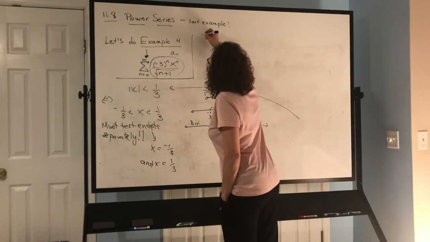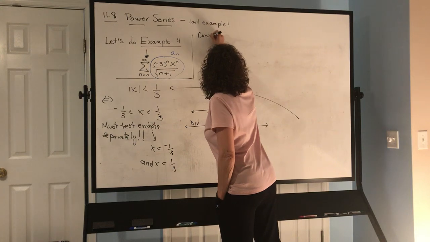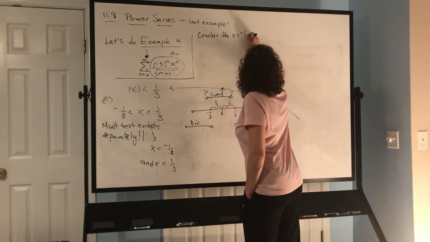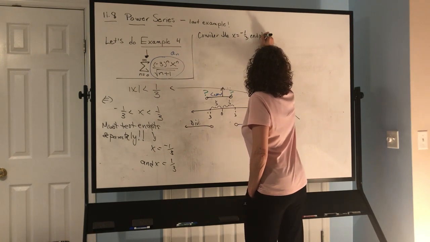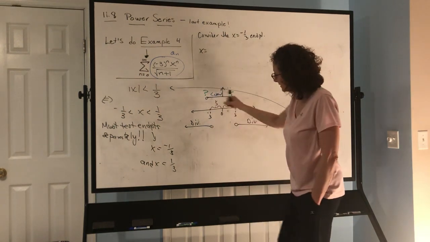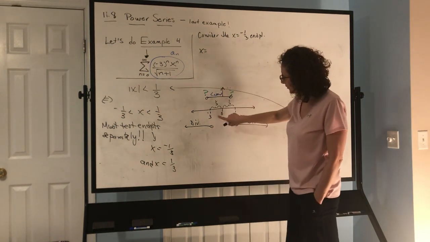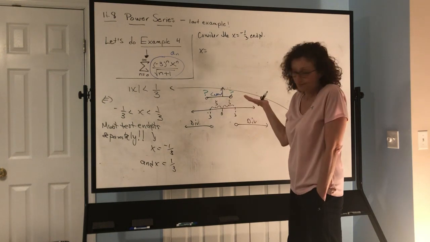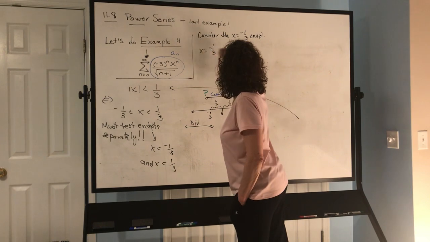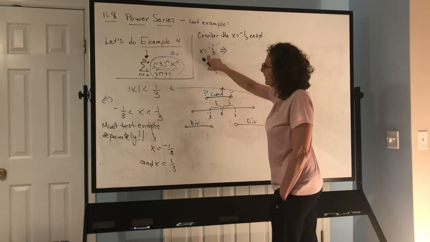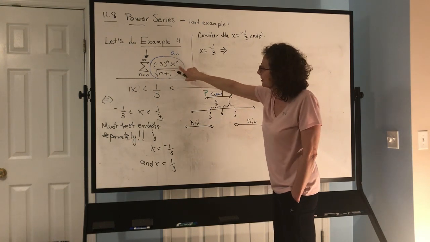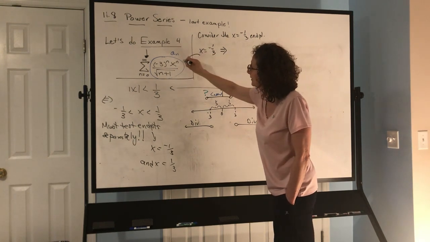So let's consider the x equals negative 1/3 endpoint. That's what we're going to start with. So we're trying to decide, does this series converge when x is equal to negative 1/3? So if x is negative 1/3, then what am I going to do with that x? I'm going to plug it into my original series. Here was my original series. I'm going to put a negative 1/3 in for x.